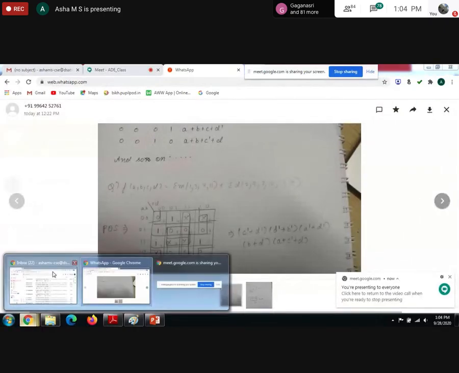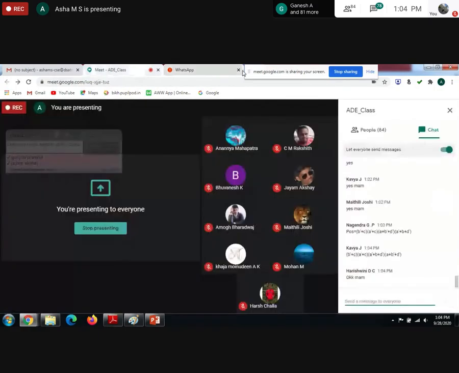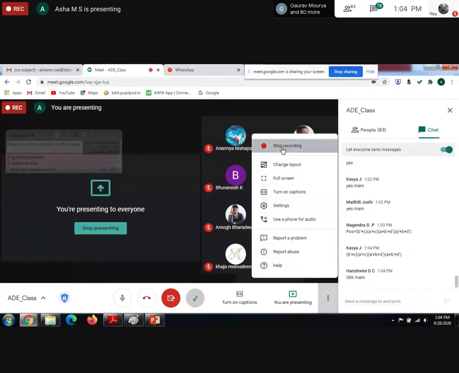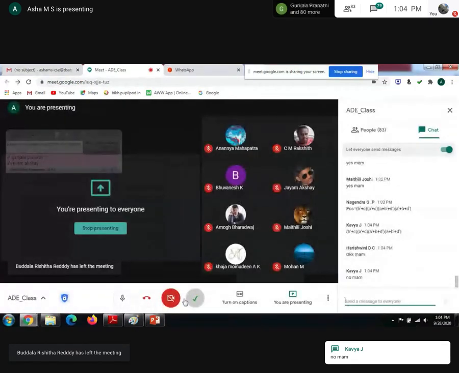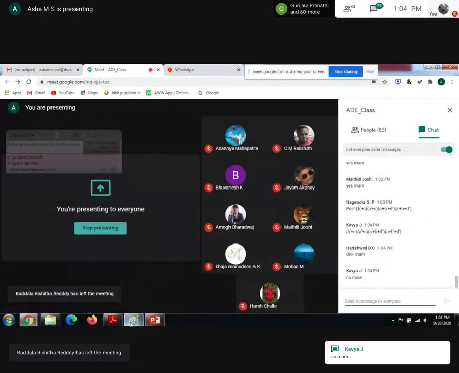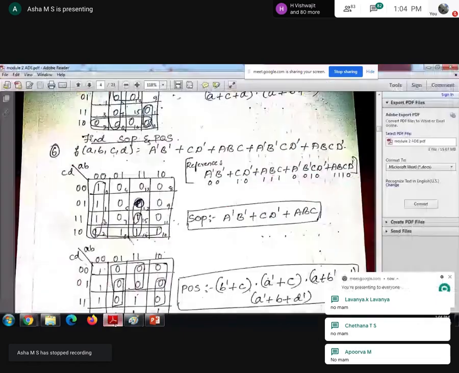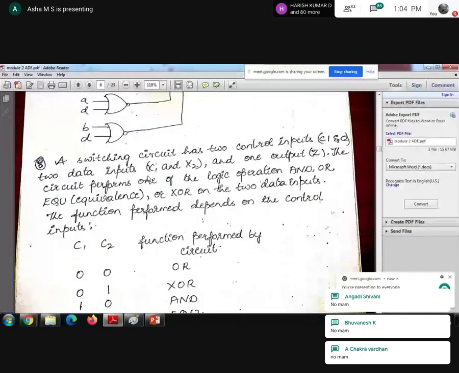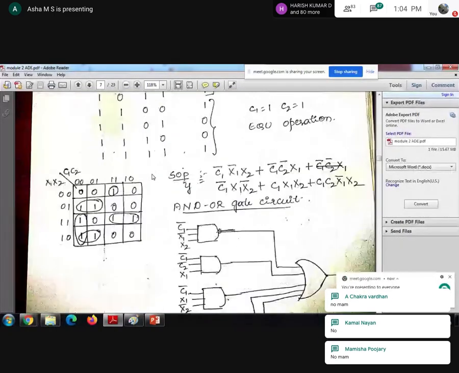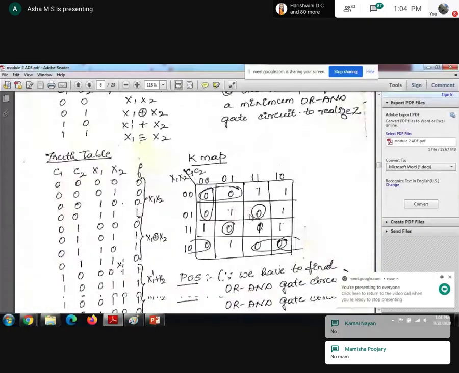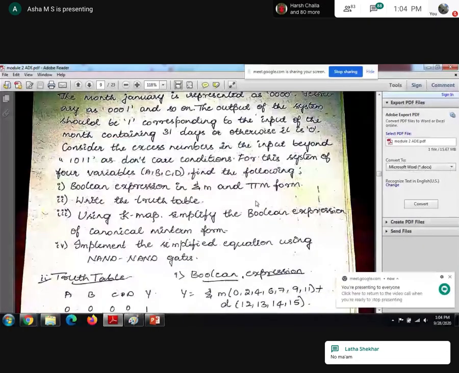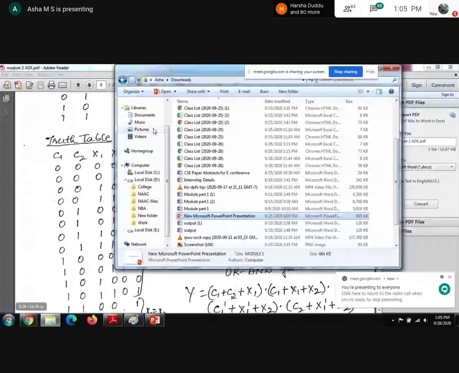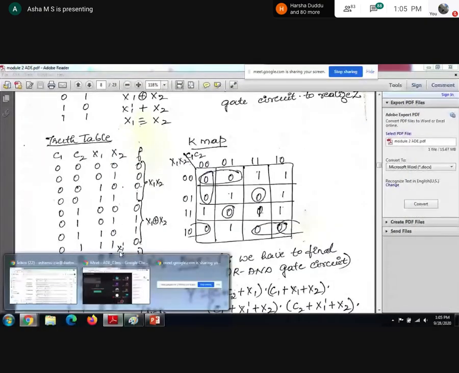Any doubts in these problems? Others? Other problems I can't give as homework because we need to write the truth table. After writing the expression, they will ask you to write the circuit like this. We'll see it in the next class. Any doubts in these kinds of problems? Hope everyone is clear.